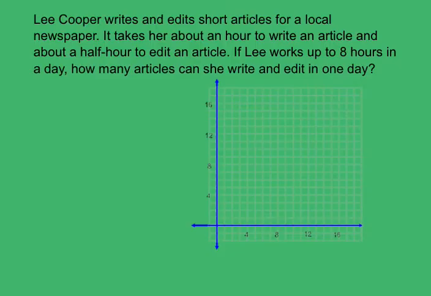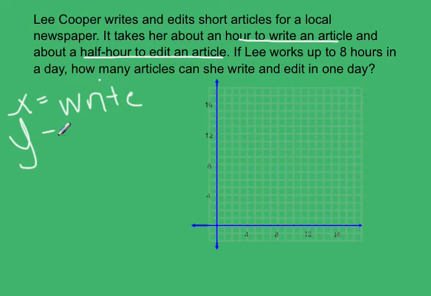Let's take a look at number 3. Lee Cooper writes and edits short articles for a local newspaper. It takes her about half an hour to write an article and an hour to edit. So an hour to write, a half an hour to edit. So I'm going to let X equal writing. And I'm going to let Y equal time spent editing.